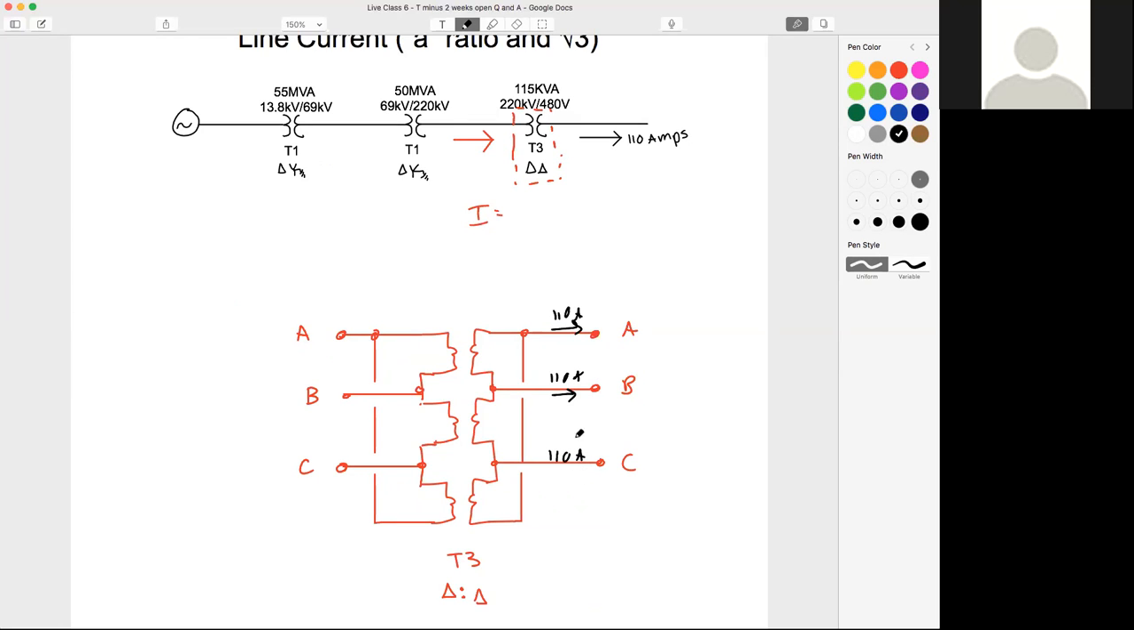When we see a single line diagram representing a three-phase system, and we say a line current of such, we're assuming it's balanced. So in other words, that 110 amps is going to be on each line. Great.